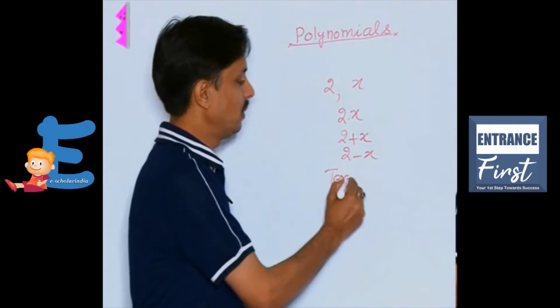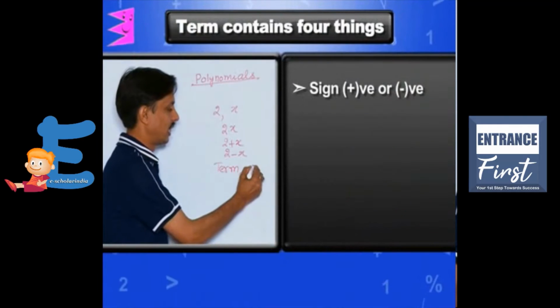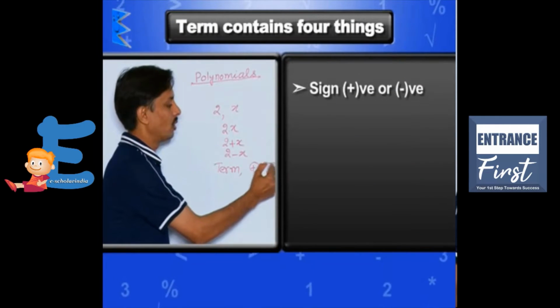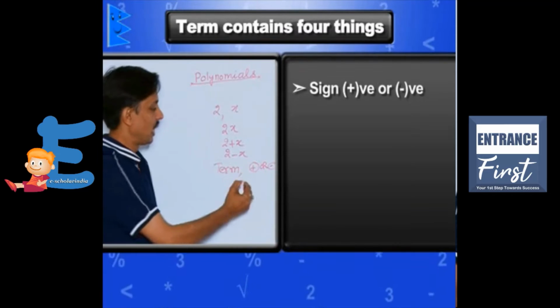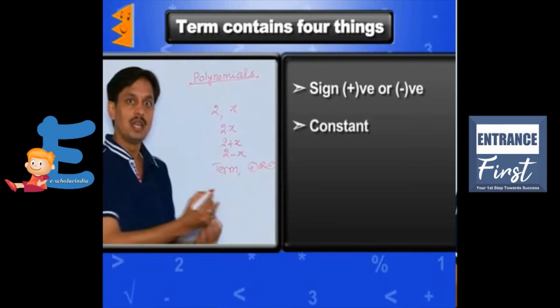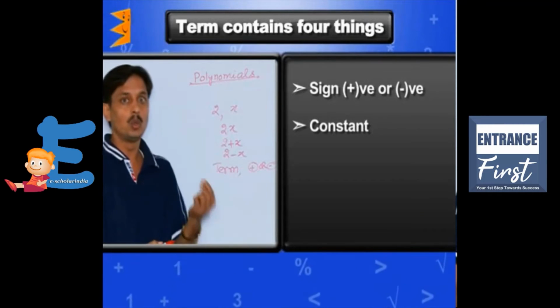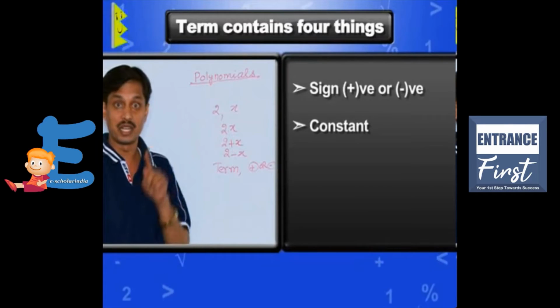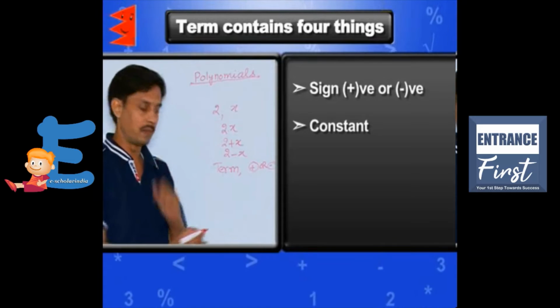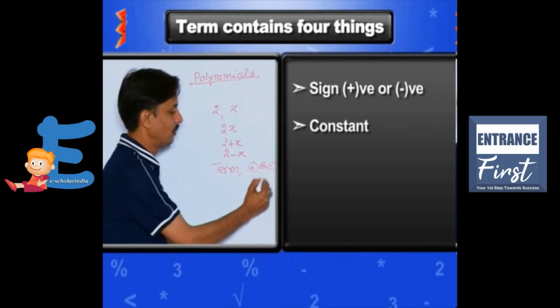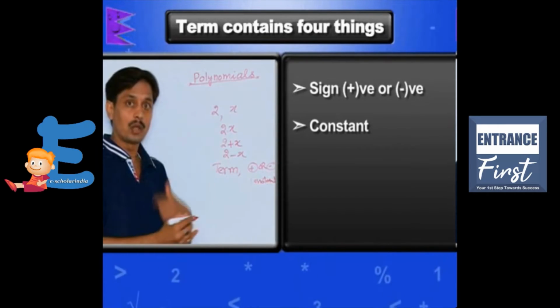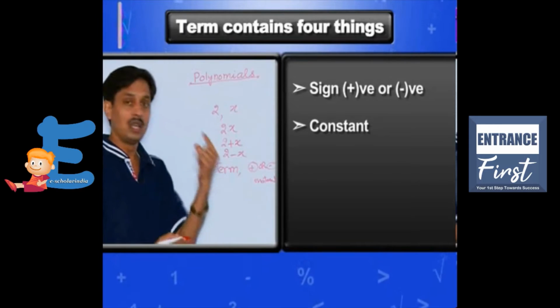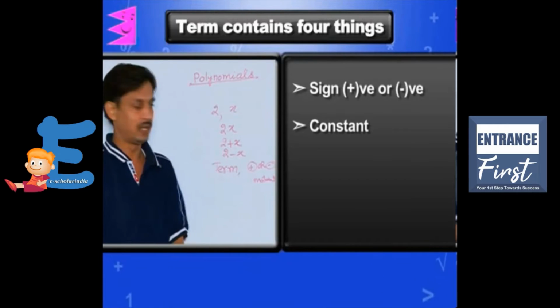So what is the term? The term has a sign, positive or negative. Number one. Second, it has some constant. The constant may be 1, 1 by 2, root 2. Any rational or irrational number is always attached with our term. So it has some constant, and that constant in the term is known as the coefficient.